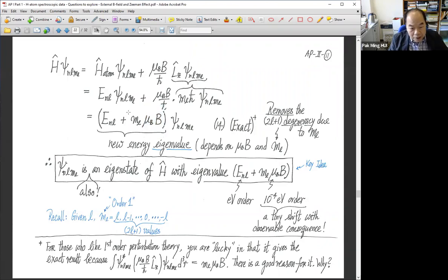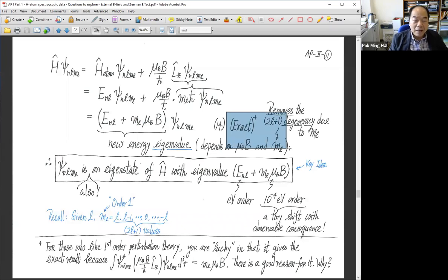And ML is 1, 0, minus 1 for a P state, 2, 1, 0, minus 1, minus 2 for a D state. It's a boring integer, 0, 1, 2, that's it. Even for an F state, it is 3, 2, 1, 0, minus 1, minus 2, minus 3, up to 3. So it's still 10 to the minus 3, 10 to the minus 4 eV. You see, after doing that, we have solved the problem exactly.